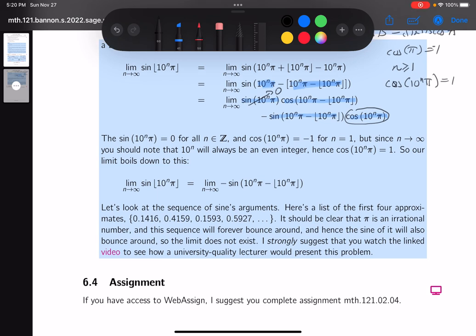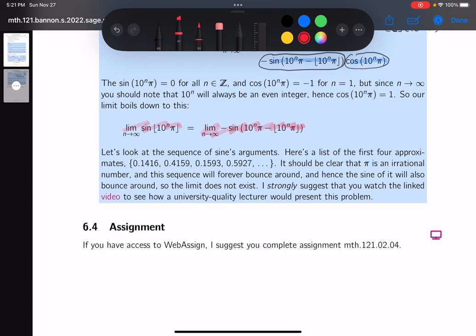And what does it boil down to? Basically just this term over here. All right, that's what it boils down to. So our original limit, which is this guy over here, is actually the same as this limit over here.